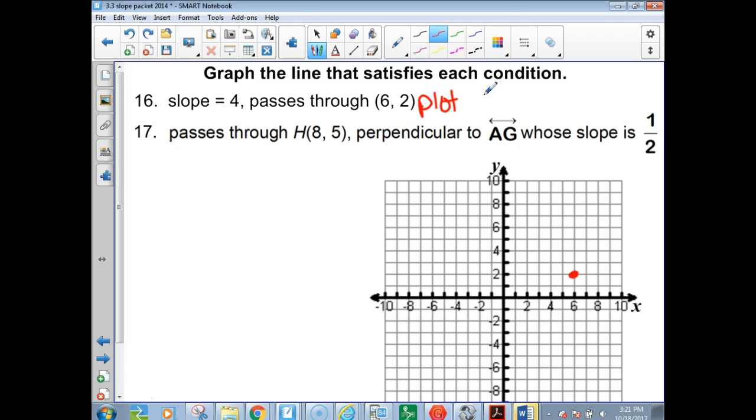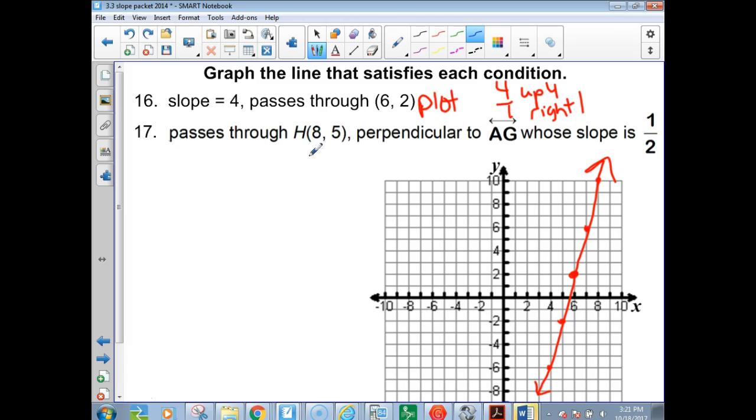Okay, if the slope is 4, 4 over 1 means up 4, right 1. So from the point they gave us, we go up 1, 2, 3, 4, and right 1. Do it again. The reverse of that would be down 4, left 1. And then make a line. Now you're using the same grid for both these questions, right? So this is a separate line for number 17.